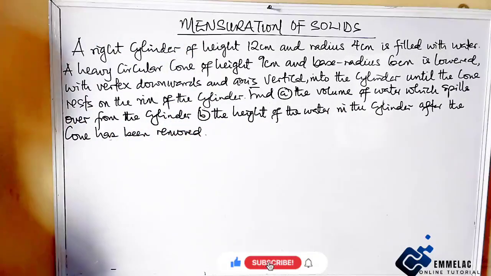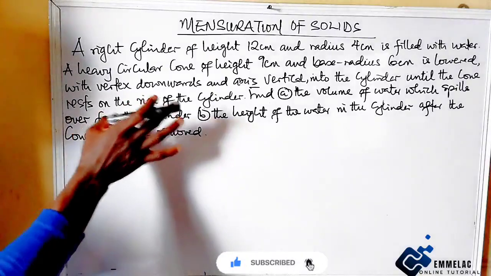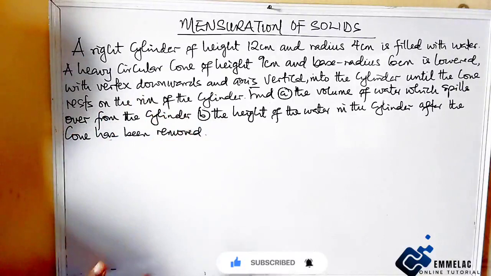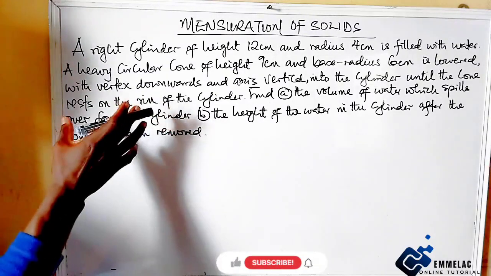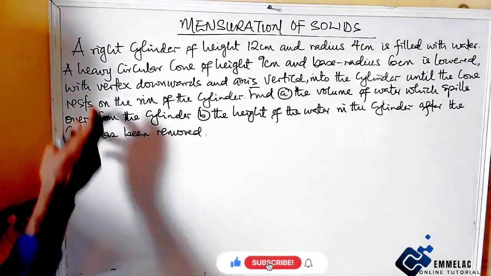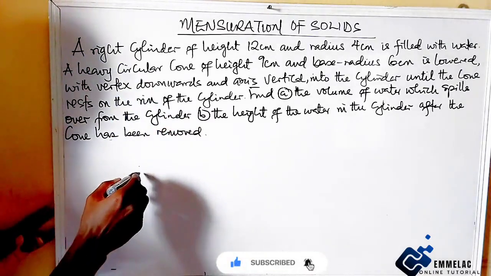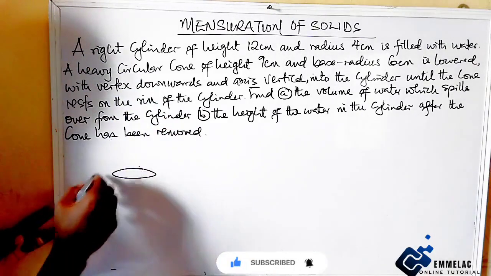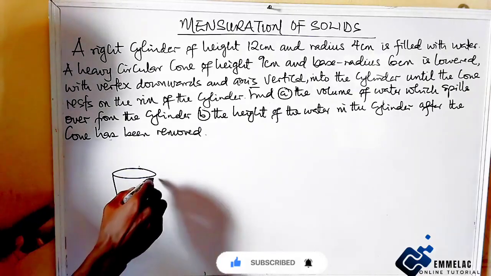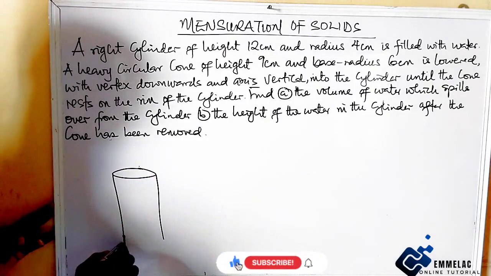Now, first of all, what we just need to do here is to ensure we understand the concept of what the question is telling us. Now let us have a pictorial diagram of what the question just said. Okay, so here we have a right cylinder. Don't mind my drawing.